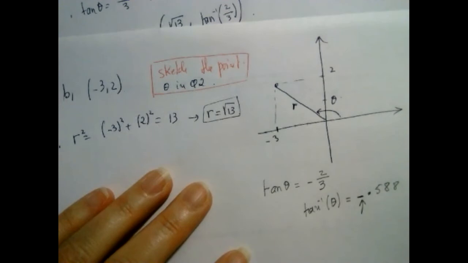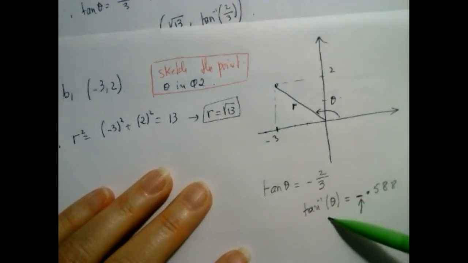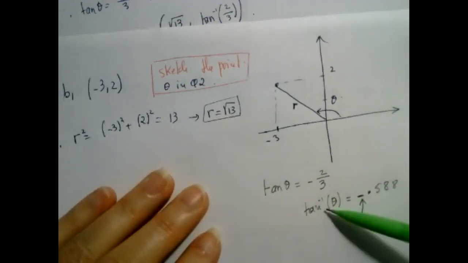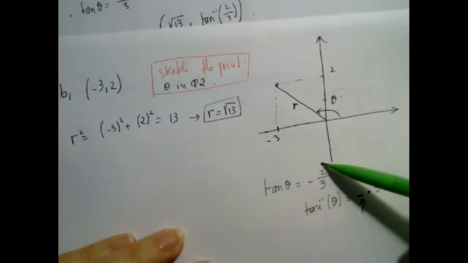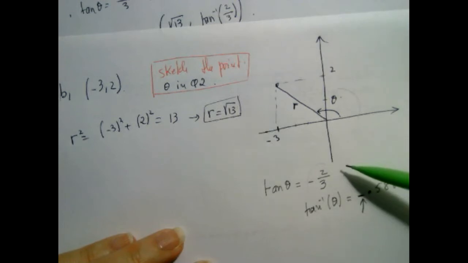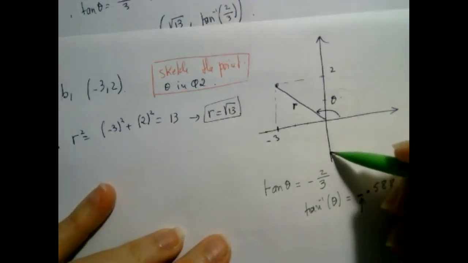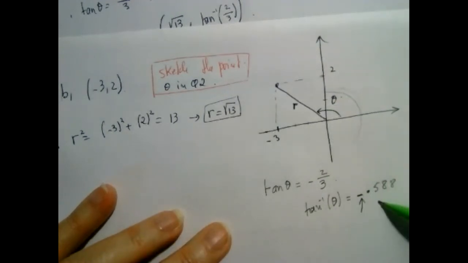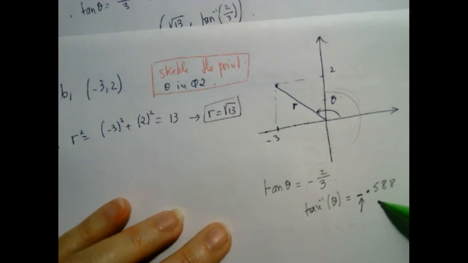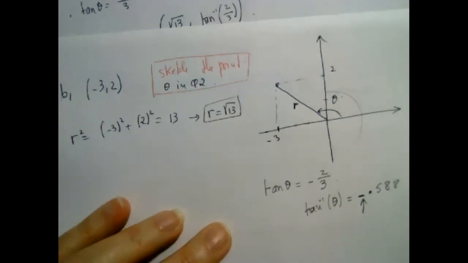You guys plug it in just to make sure. The calculator is going to give me a negative number because the inverse tangent is by definition the angle between minus pi over 2 and pi over 2 whose tangent is minus 2/3. Now, is my theta equal to minus 0.588? No, it's not, because that's the angle the calculator gives me.